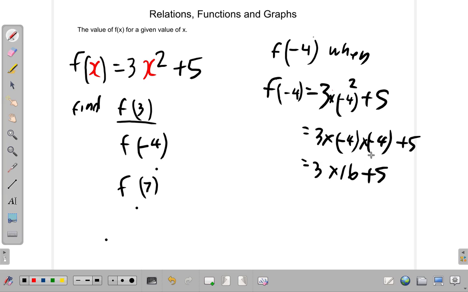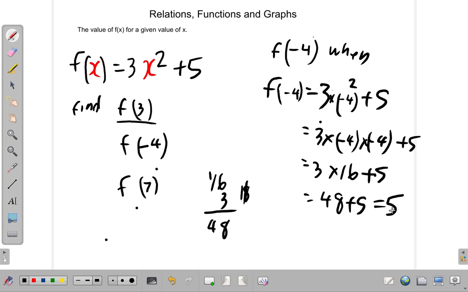So 3 multiplied by 16, we have 3 6s is 18. Put down 8, carry 1, 3 1s are 3 and 1 is 4. It is 48. So it has 48 plus 5. What is 48 plus 5? 48 plus 2 is 50, and then 3 more gives you 53. So the answer is 53. So we have the answer for this part. It is 53.